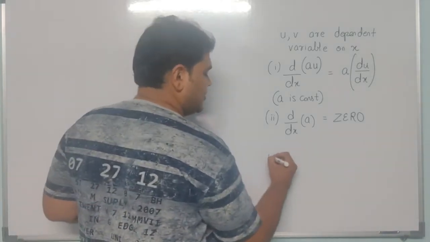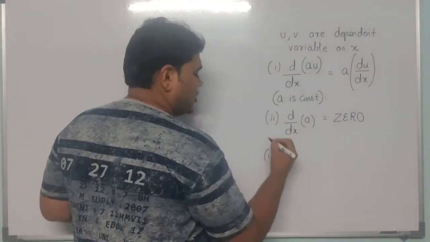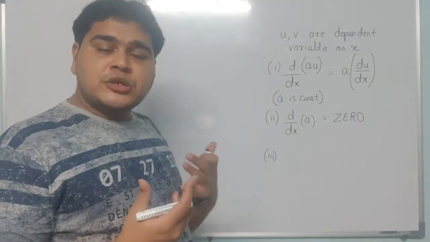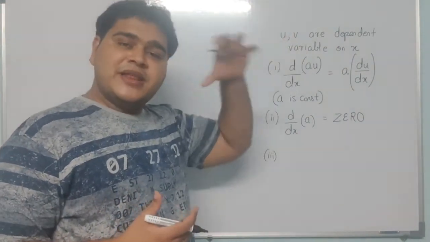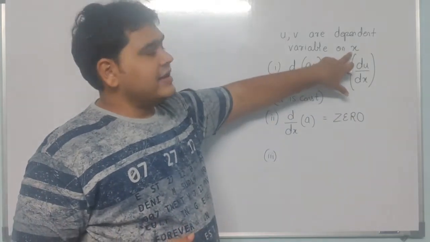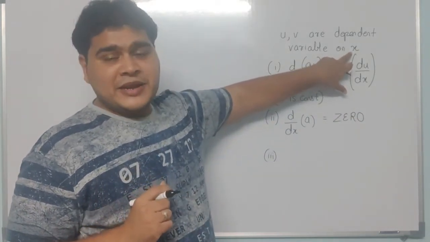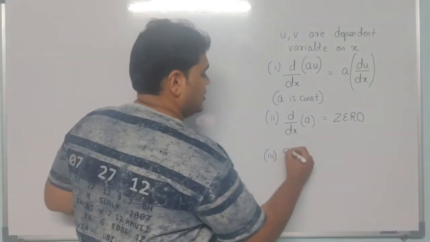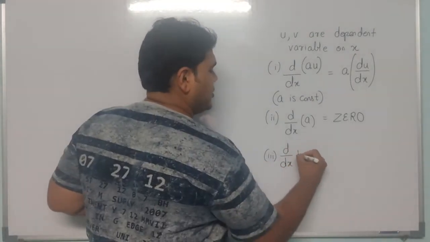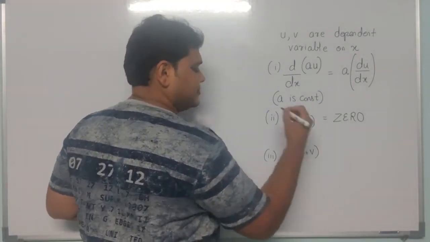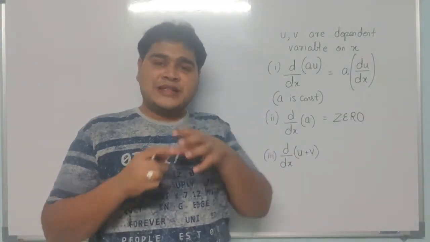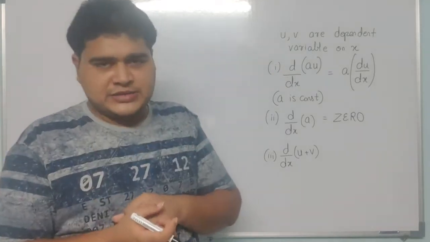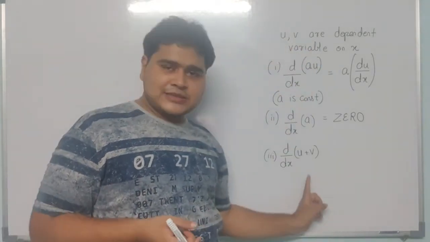Now we go for the third property. What if you have the addition or subtraction of two dependent variables while differentiating with the independent variable? For example, d by dx of u plus v. So you have u plus v and you want to take the derivative of the entire u plus v with respect to x, because u and v both depend on x.